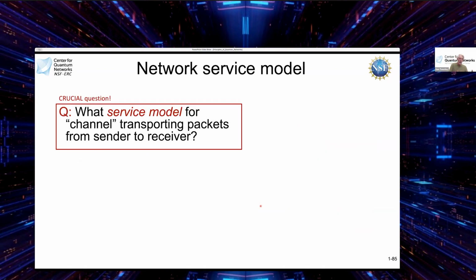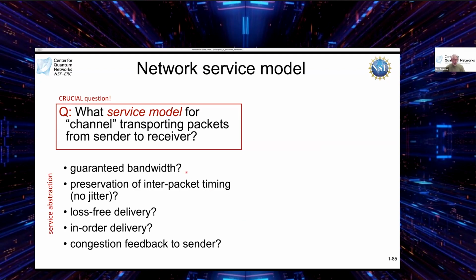So the crucial question is what kind of service model are we going to have for the channel? Think of it as an abstract object that transports packets from the sender to the receiver. Should it guarantee bandwidth? Should this service be concerned with the timing between packets, trying to preserve inter-packet timing? Should it guarantee reliable delivery of packets? Should it guarantee that the packets are delivered in the order they were put into the network?